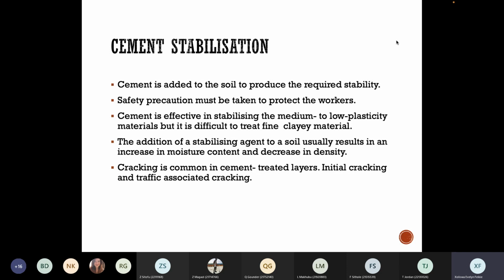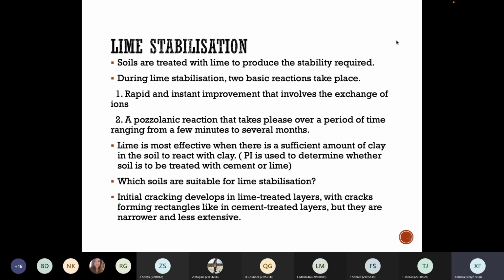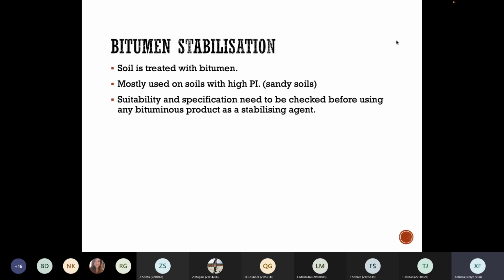So here they say initial cracking, meaning that it's bound to crack. It will crack, but in a certain way. And then when you're dealing with lime, it will crack, but it's different than the cement, if cement is used as a stabilizing agent. And then we're going to move to bitumen stabilization.